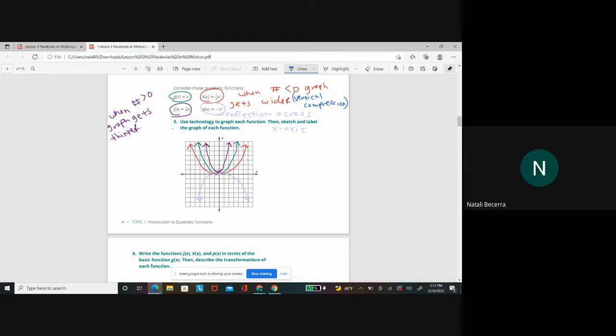And then whenever the number was greater than 1, the graph gets thinner. This is called a vertical stretch. So here's some new vocabulary for you to know. You have to know this new vocabulary, okay? And then anytime you see a negative in front of the x squared like this, reflection across the x-axis, that's what it's going to be. This is going to be a vertical reflection. Okay? So those are the main things I want you to take from this.